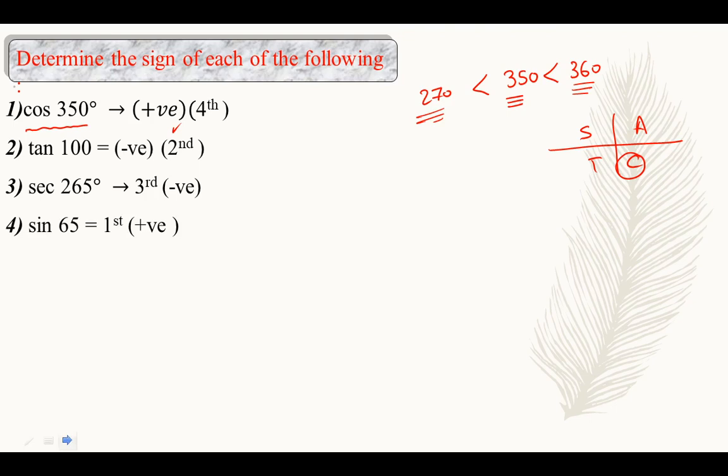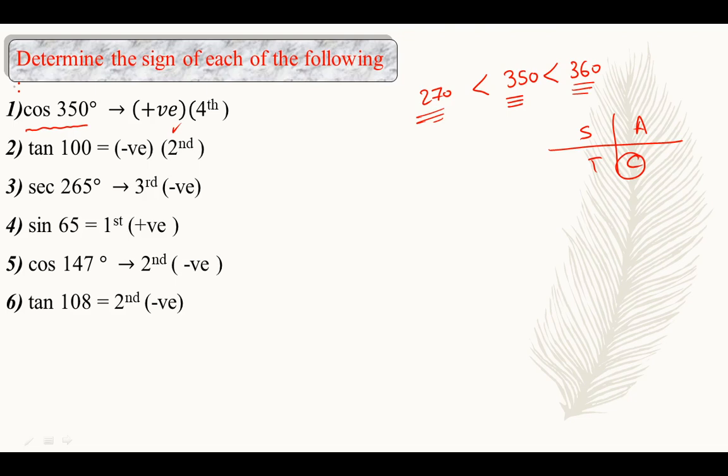Example 4, sine 65. 65 lies in the first quadrant, and in the first quadrant all the trigonometric functions are positive. So it will be positive. Cosine 147. 147 is bigger than 90 and smaller than 180. So the angle of measure 147 lies in the second quadrant. In the second quadrant, sine and its reciprocal, which is cosec, are positive. So cosine here is negative.